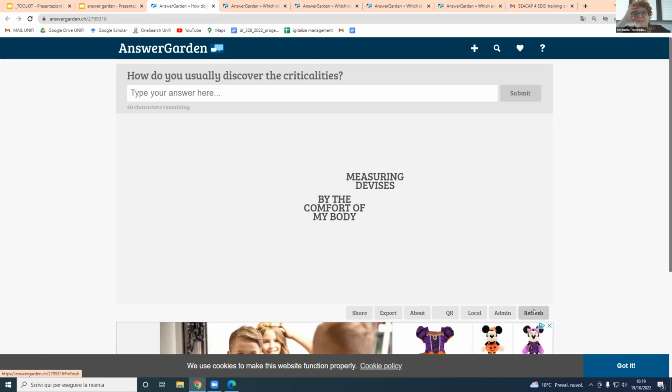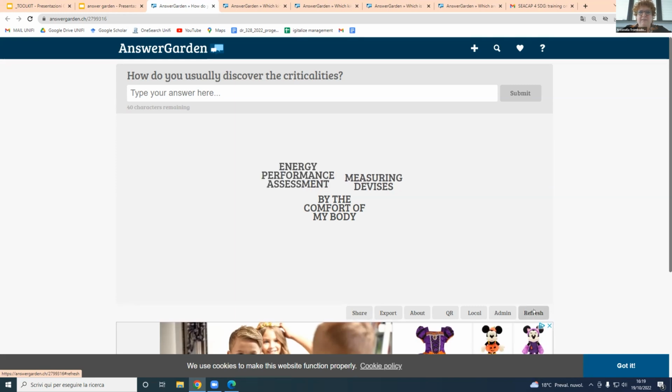Okay, measuring device. This is more scientific. So we have here the qualitative as well as the quantitative data. These are the two big families of data. Okay, thank you for this.